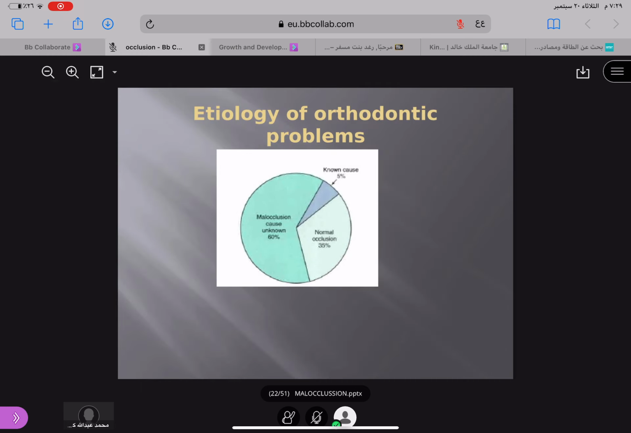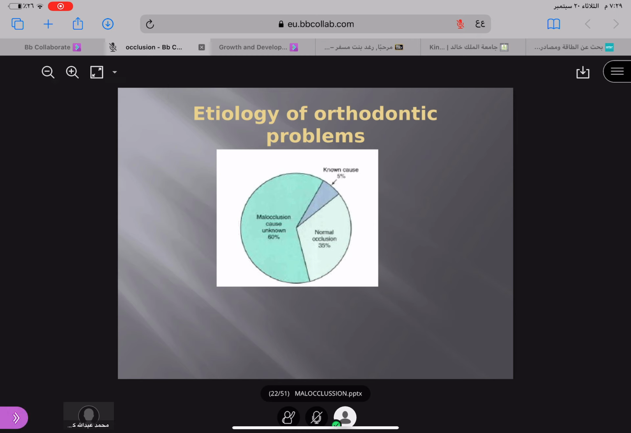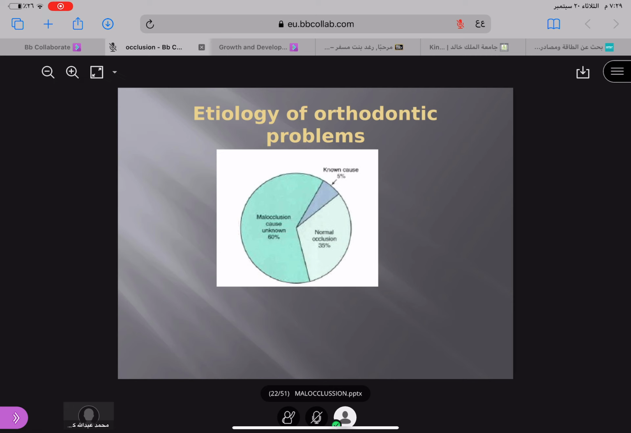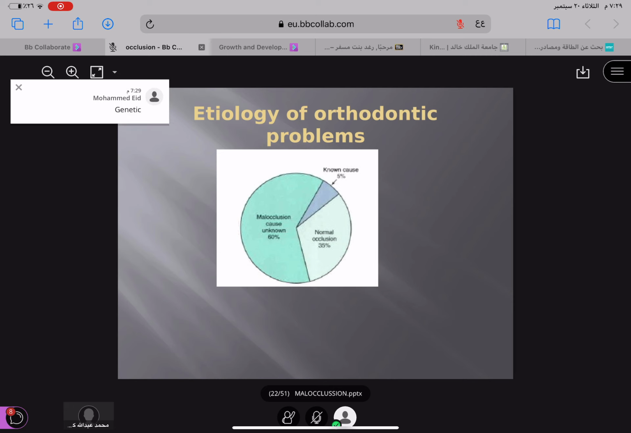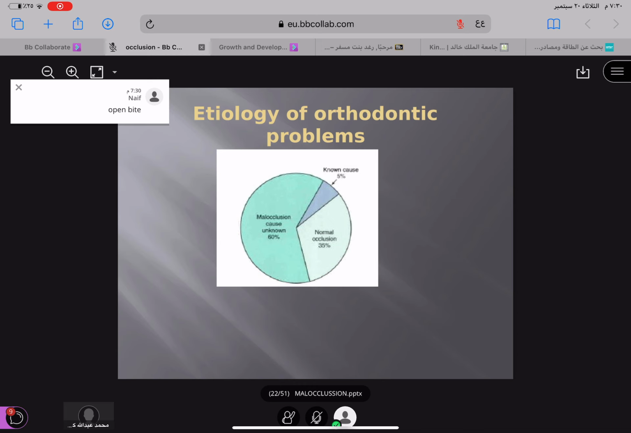Yes, bad habits. What else? Yes, bad habits means thumb sucking. You should explain. Bad habit means thumb sucking. Exactly. What kind of malocclusion can thumb sucking cause? What kind of malocclusion is caused by thumb sucking? Open bite. Exactly. What else?